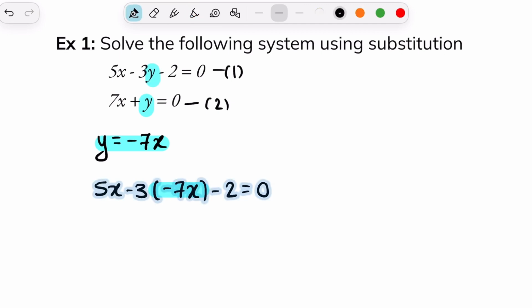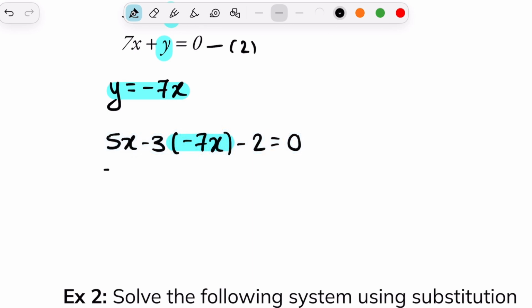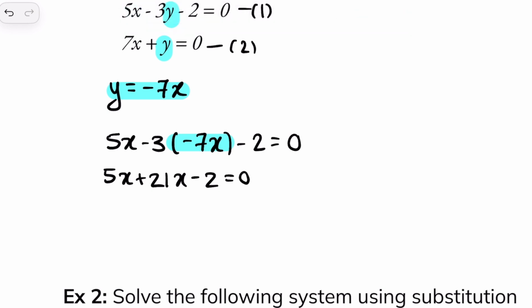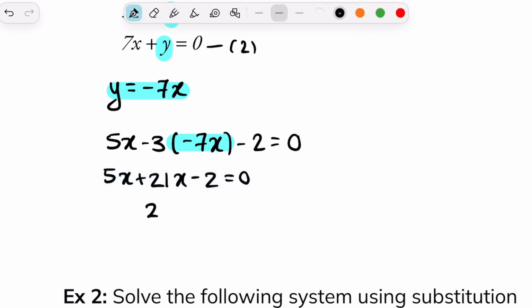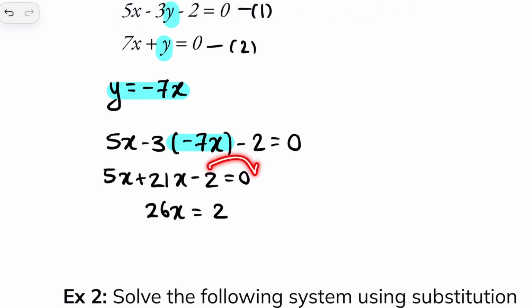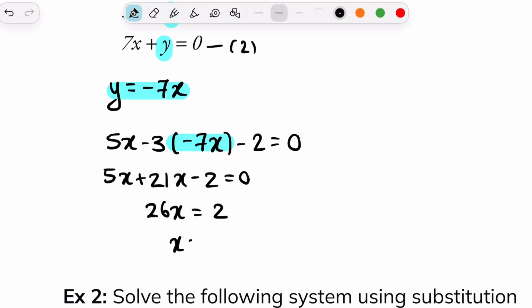The more you practice, the more you'll get used to it and you'll see it. So now you just simplify and you solve this equation. So 5x plus 21x minus 2 equals 0. And now do you see how we don't have a y anymore? We only have x's, which is what we want. We want to have the same variable in the equation so we can solve for it. So now we can solve for x. 5 plus 21 is 26. We can move the 2 over to the other side. It becomes positive. So now x is equal to 2 over 26, which simplifies to 1 over 13.